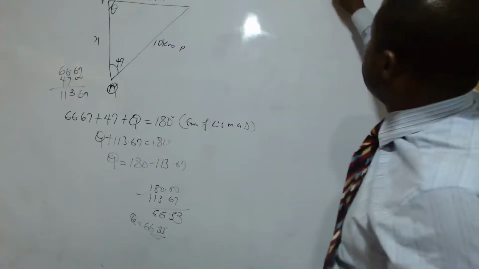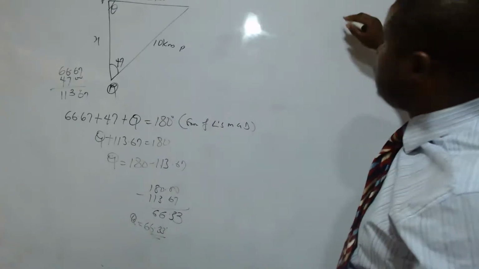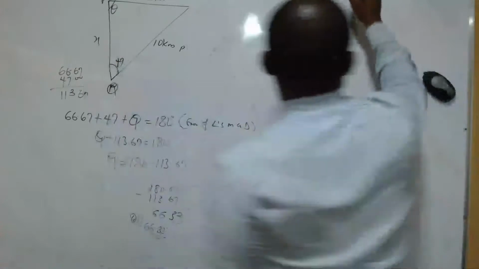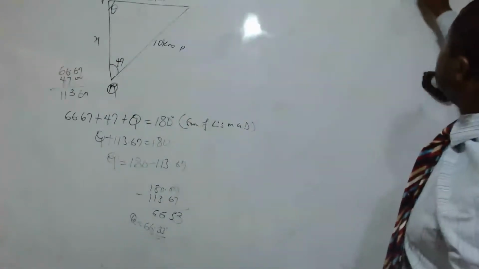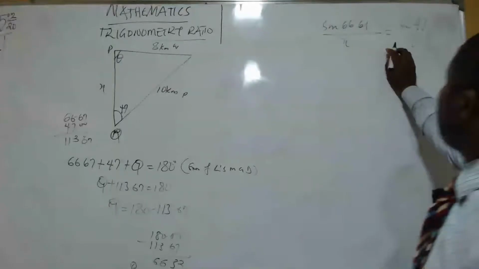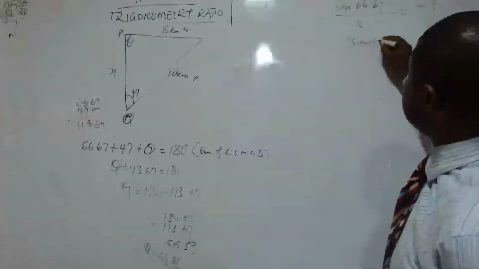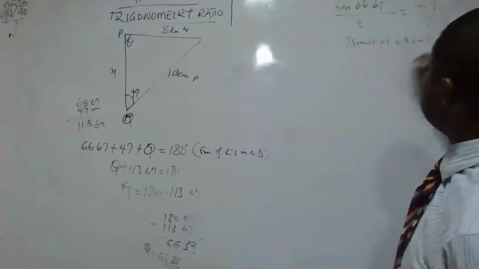Sine 66.61 over the angle given to us on that side, which is X. The other side is sine of 47 over what we're going to do here now, you cross multiply. So I have 8 sine 66.61 equals X sine 47.